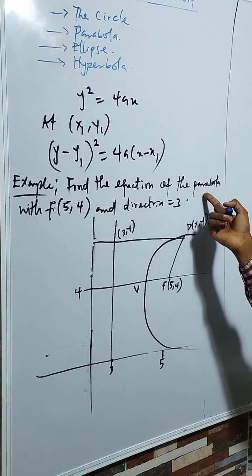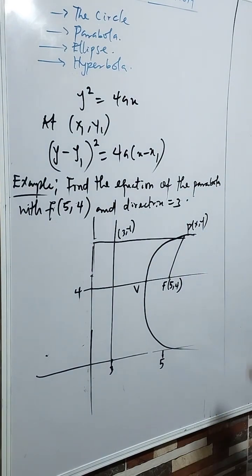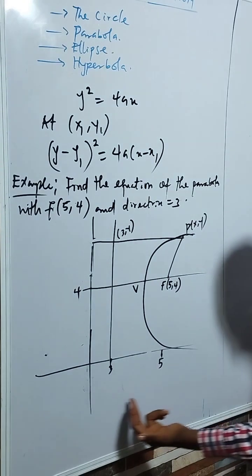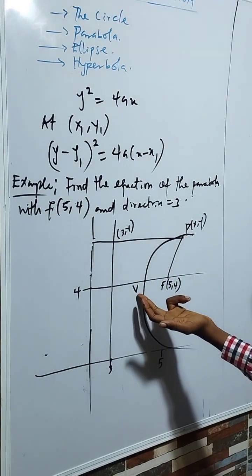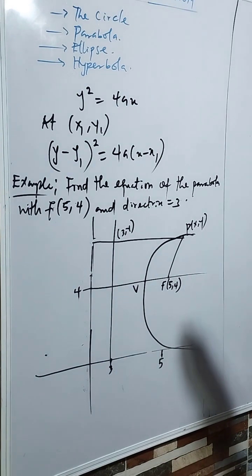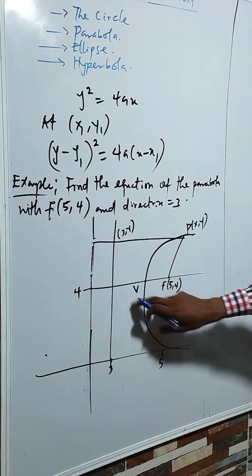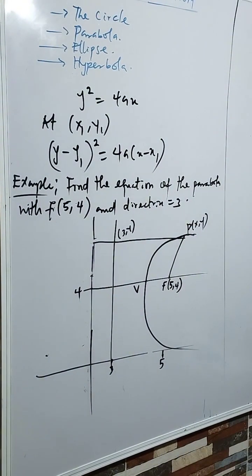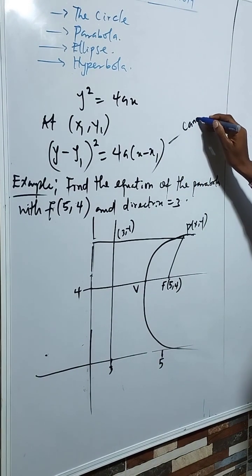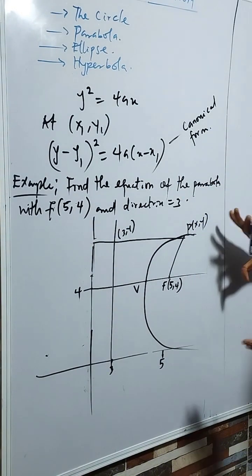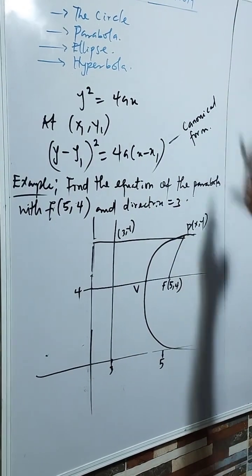We are asked to find the equation of the parabola. When you are asked to find the equation of the parabola, knowing fully well that this parabola is not passing through the origin as we expected the vertex to be, we have to leave this question in a format called the canonical form. That's what I'm going to leave it as.